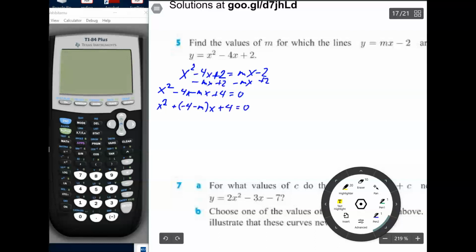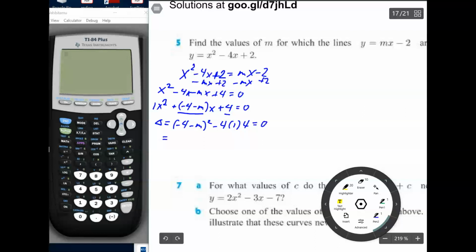So we want to know when this expression is going to have one root, and that happens when the discriminant equals 0. Let's take our b squared, our a, and our c and combine them in a discriminant expression. So it'll be negative 4 minus m squared minus 4 times a times c equals 0. So when does this happen?